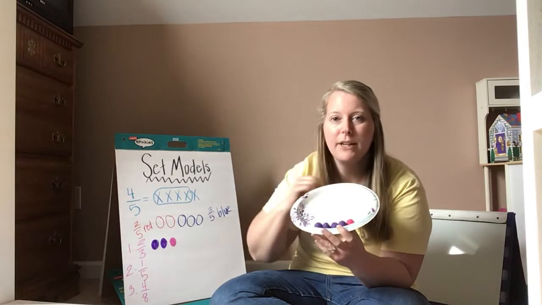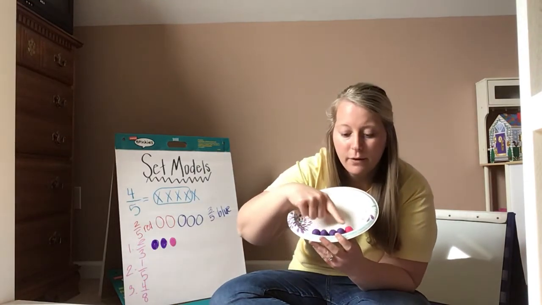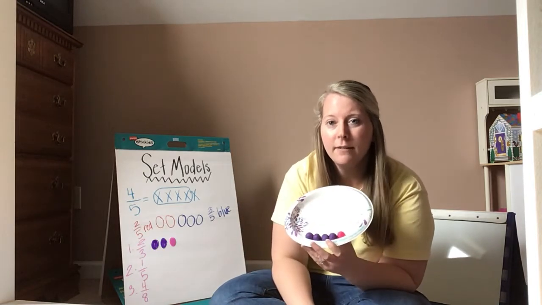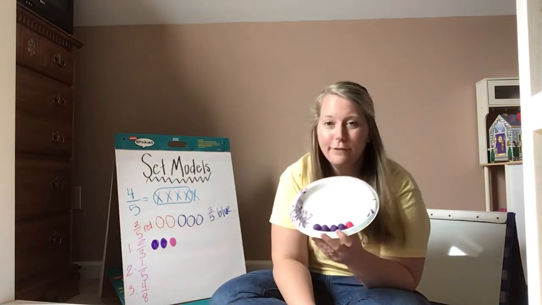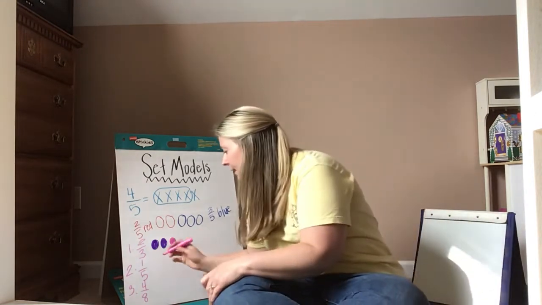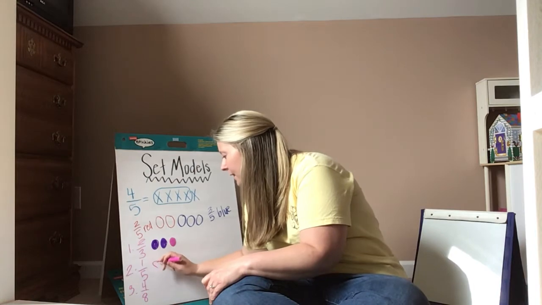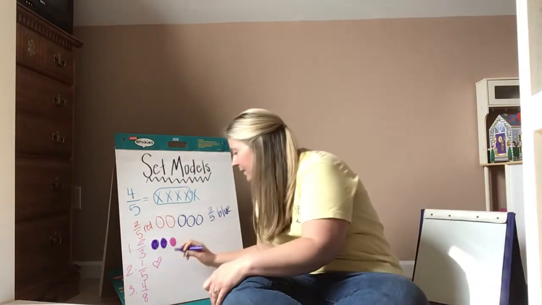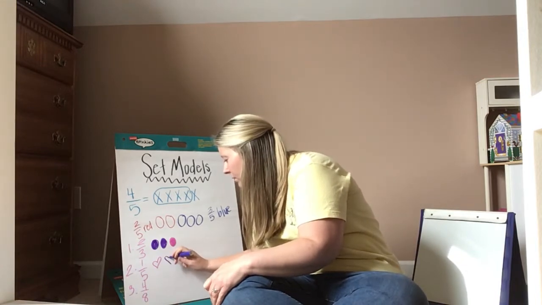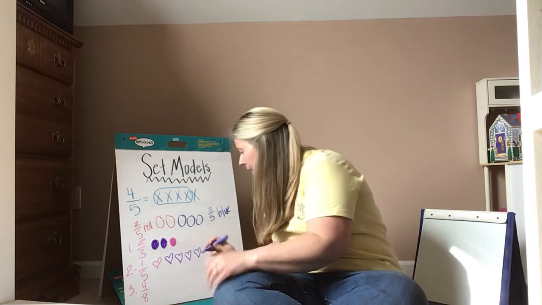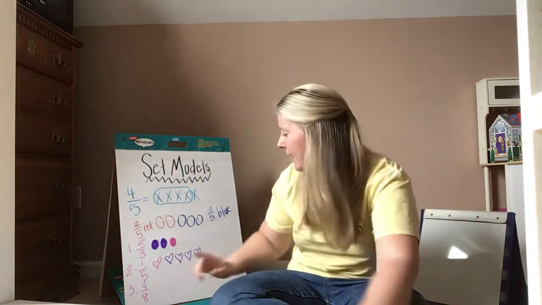So I'm going to double check and make sure I'm correct now. 1, 2, 3, 4, 5, I am. So I have 5 all together, but 1 out of those 5 is pink. So 1/5 of my circles are pink. So if I wanted to represent that, then I could draw my circles. I'm going to show you that not always will your sets be in circles. In this case, I drew hearts, and 1/5 is pink.